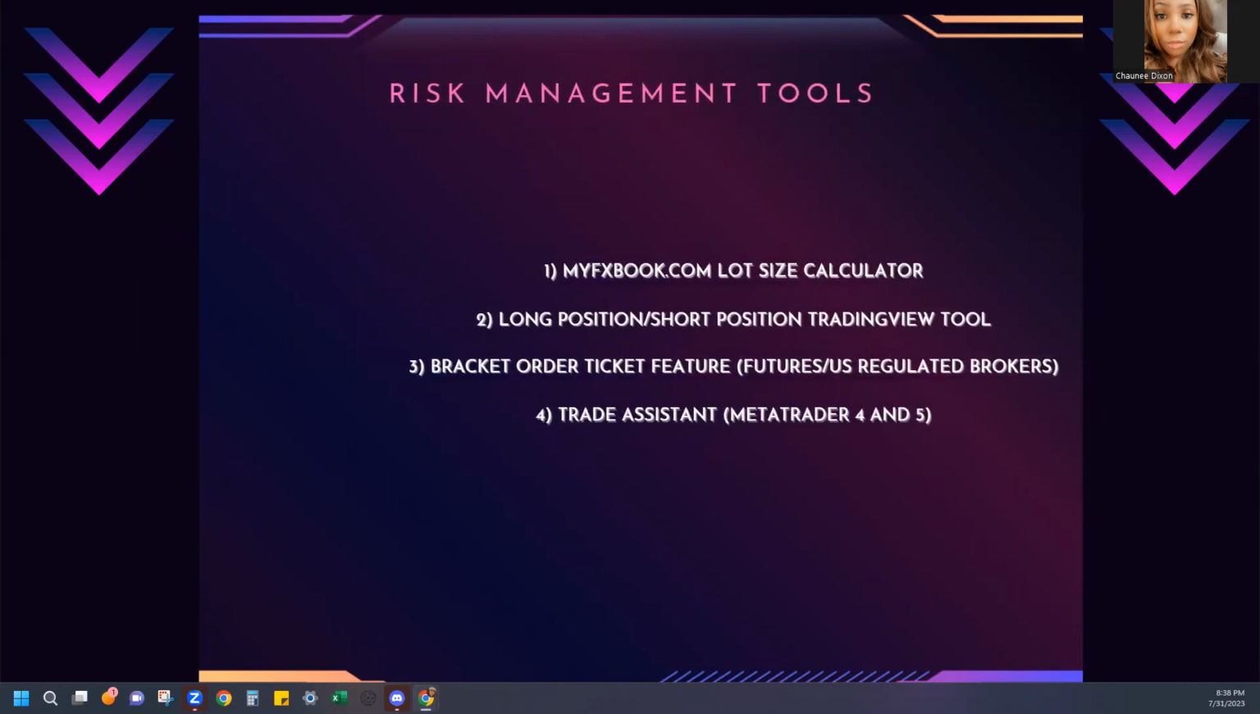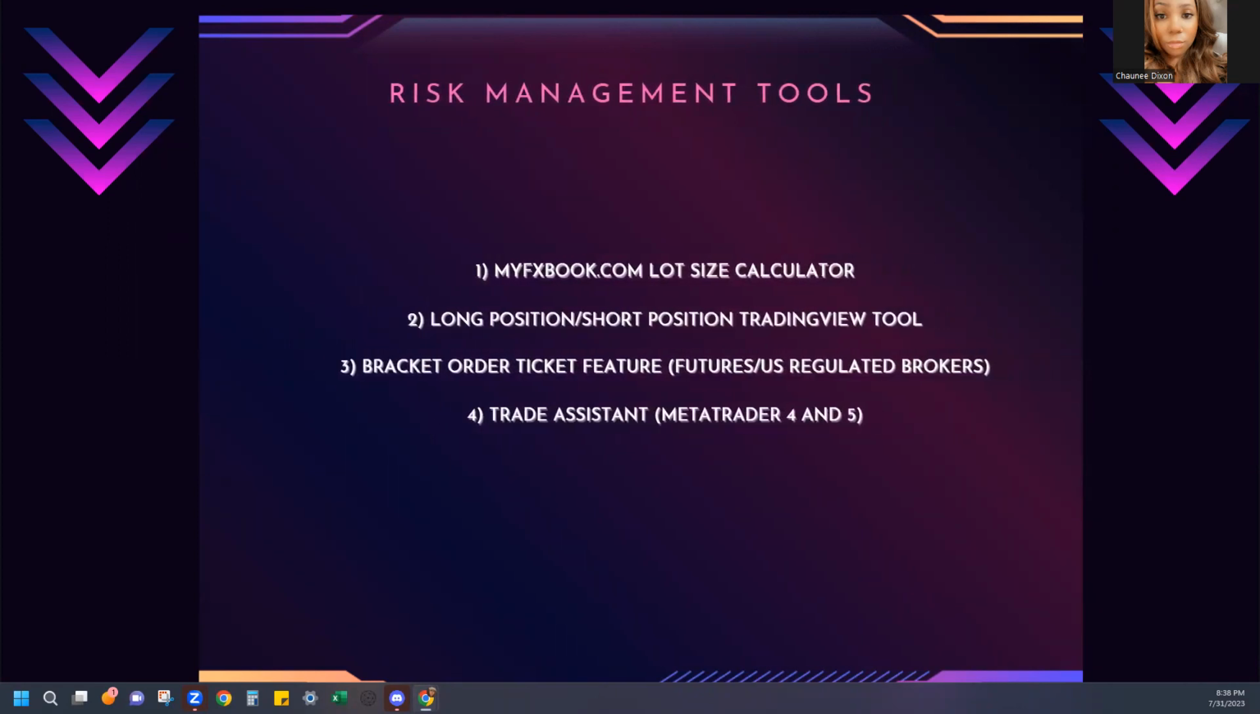All right, so some risk management tools you can use. The first one is myfxbook.com, which has the position size calculator. And also, if you're familiar with TradingView, they have the long position and short position tool you can use to measure out your stop loss and your risk to reward. They also have the bracket order ticket feature, which will tell you what your risk is in pips and in dollars.